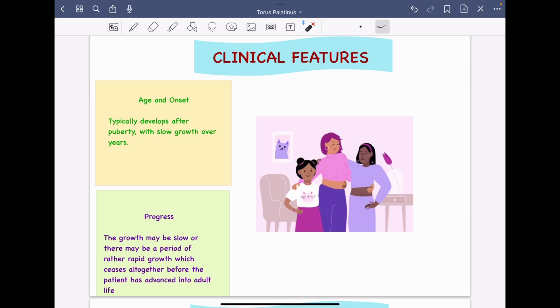So we have seen that it typically occurs before the age of 30, right? Before 30 years, the growth might be slow, or there might be a period of rapid growth. After puberty or during the pubertal phase there might be rapid growth because the osteoblasts are already stimulated by the hormones. As there is an upsurge in hormonal levels during puberty, the progress might be fast during that time frame, and then once adulthood is reached the progression is very slow.